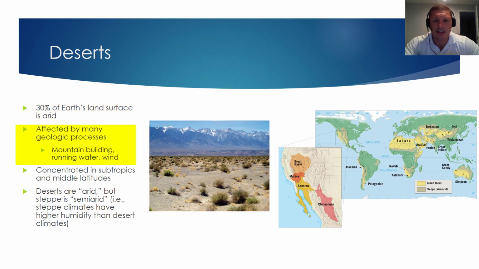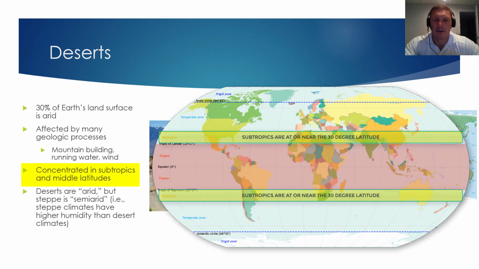Deserts are affected by many geological processes. For instance, mountain building, water erosion, and even wind erosion. So it's important that we know that deserts are not geologically dead, and the rock cycle is alive and well in these regions. Deserts tend to be concentrated in the subtropics and the mid-latitudes, and on the next slide we will talk about the specific reasons why.